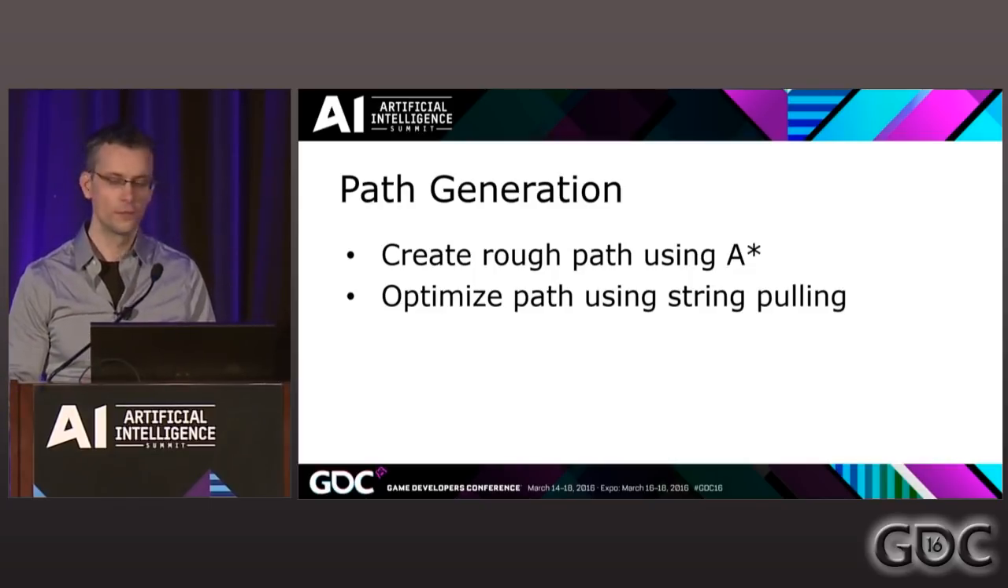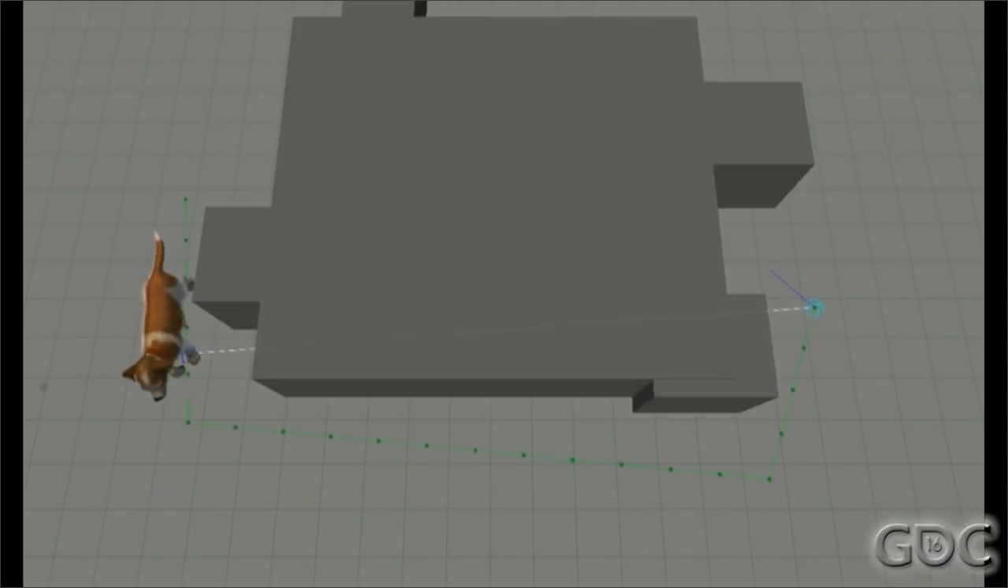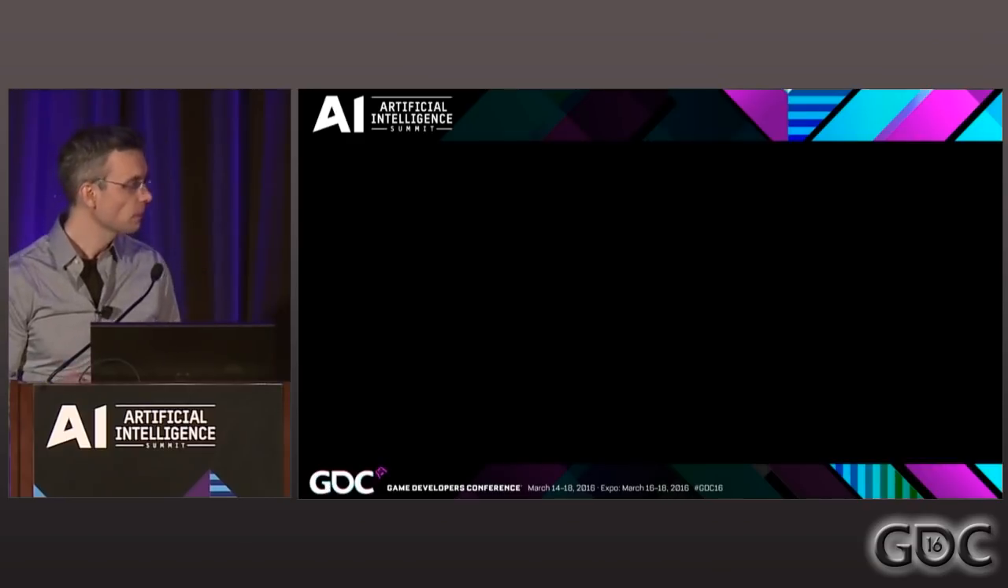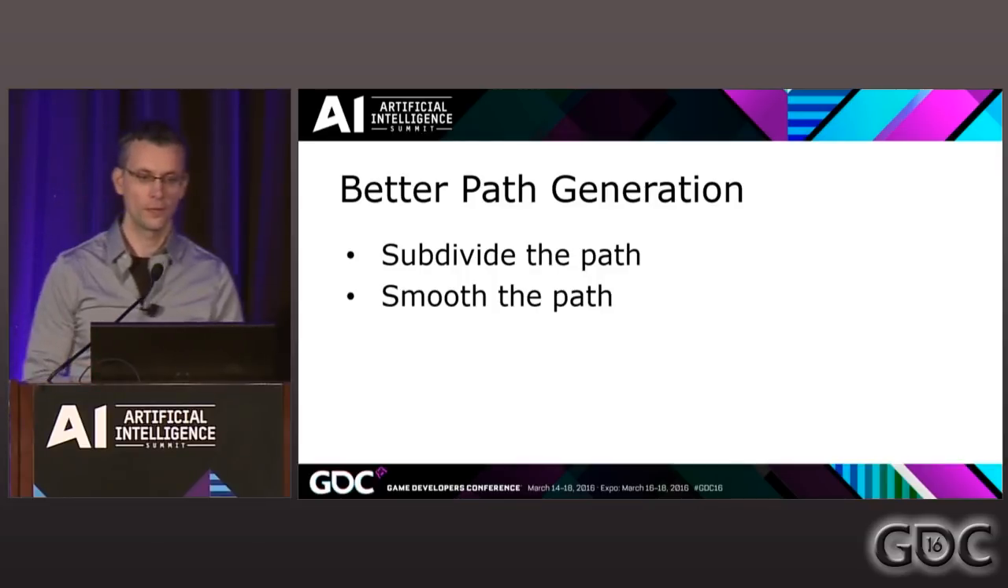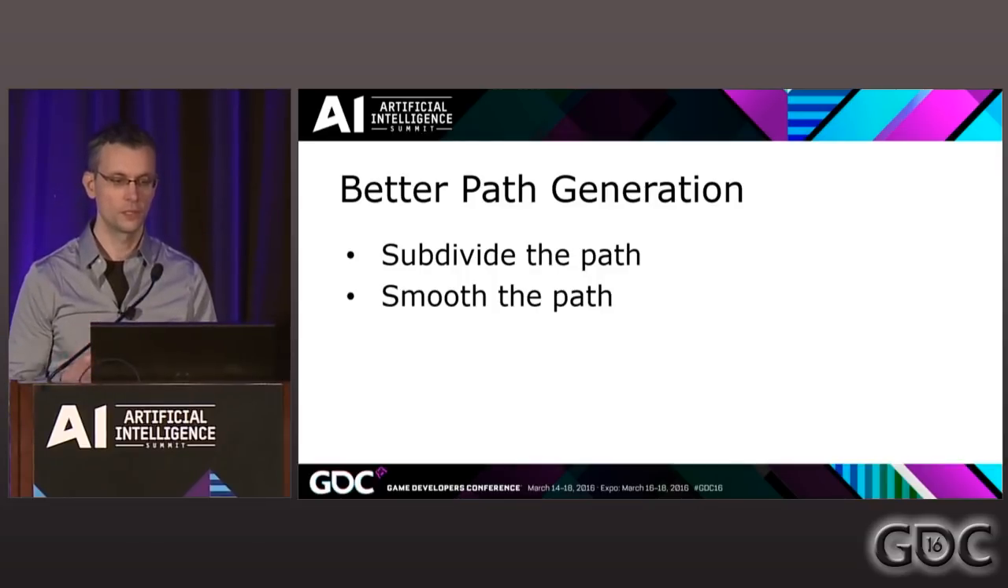I'm now going to show you a video of Fang following one of these biped-style paths. As you can see, the turns become very, very sharp, and that does not look very good. So we need to deal with this. We need to create a better path, and the way we do that is that we smooth the path.